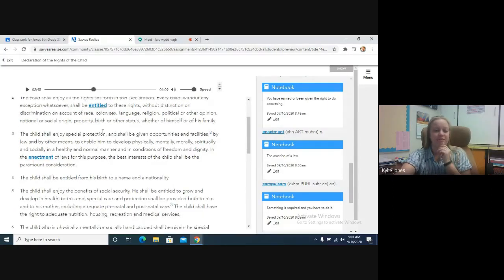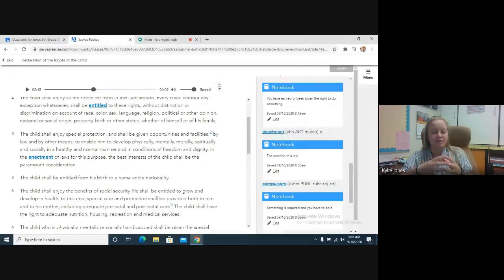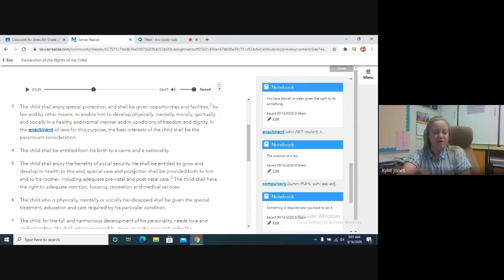And then our third paragraph says that the reason for this is so that all these children can grow up to be physically okay, mentally good, morally good, spiritually and socially healthy. So just that they're growing up in a healthy way. That's what these first three paragraphs are. The rest of these paragraphs are going to be the actual rights that they're afforded, basically the rights that they're entitled to and what they get.